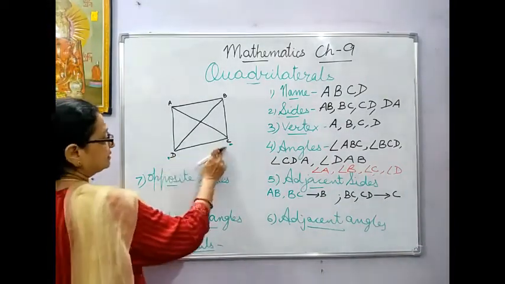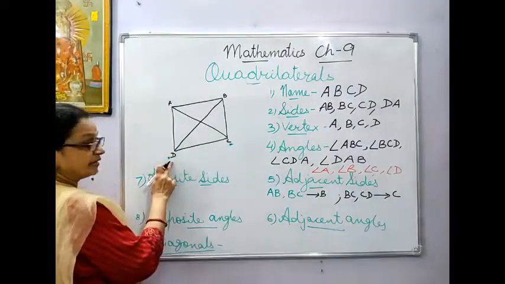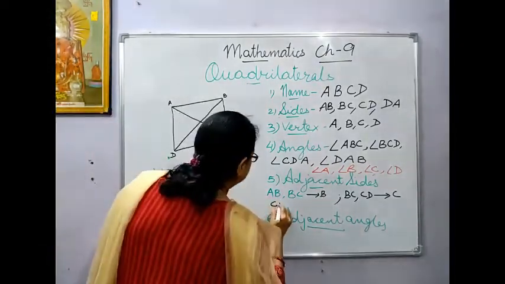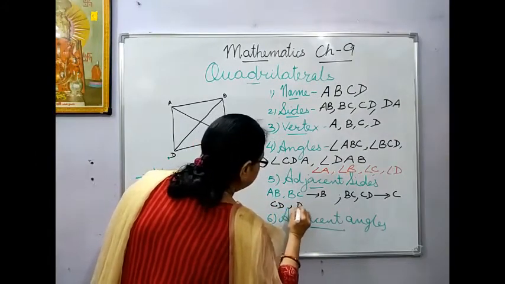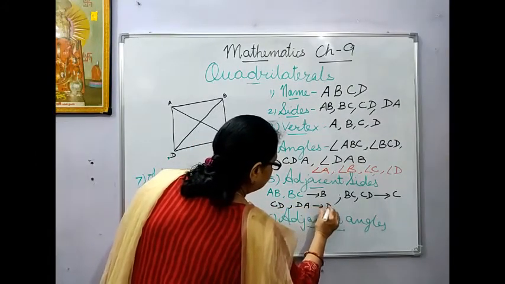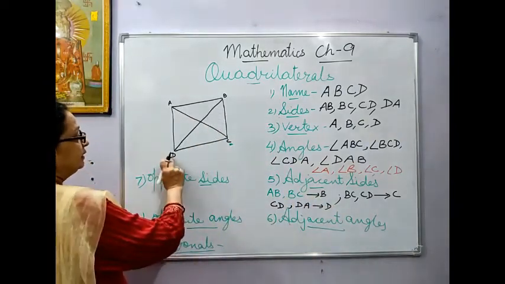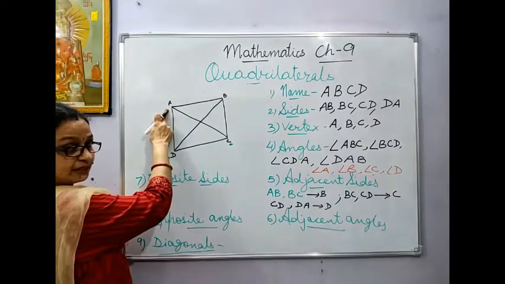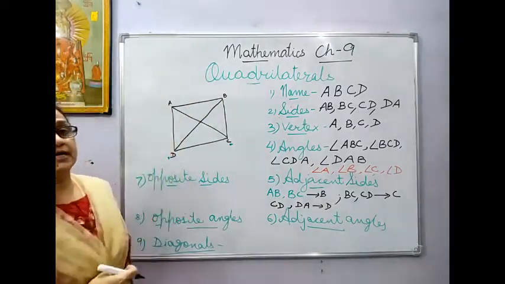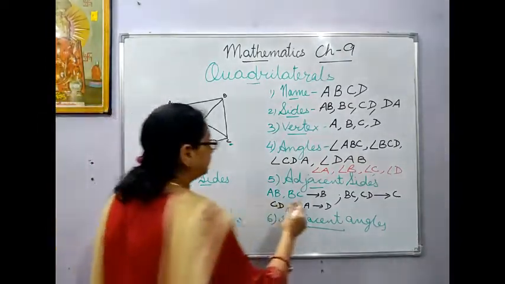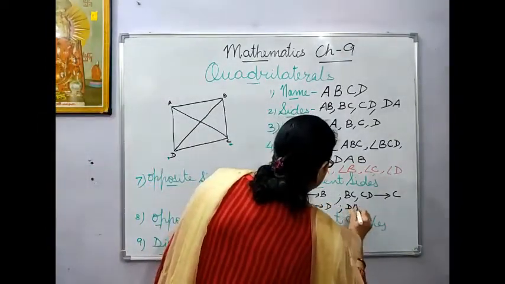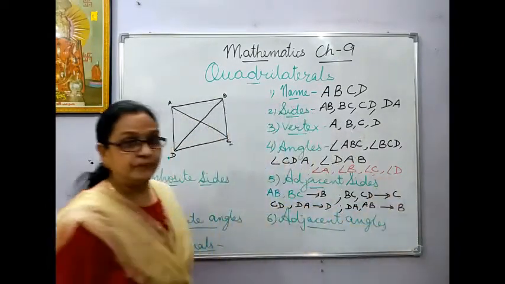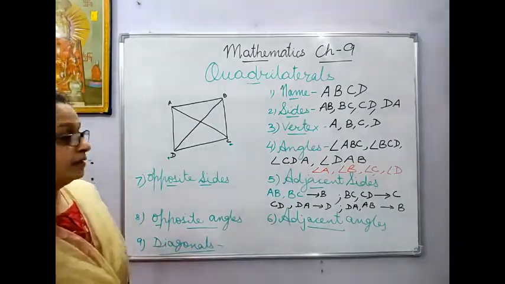Similarly, if we take CD and DA, they are meeting at D. So these are adjacent sides. So CD and DA, and they are meeting at D. Similarly, DA and AB. This is one side, this is one side, they are meeting at this point A. So this and this will be called adjacent sides. Again we will write down DA and AB, and they are meeting at A. Hope this much is clear.